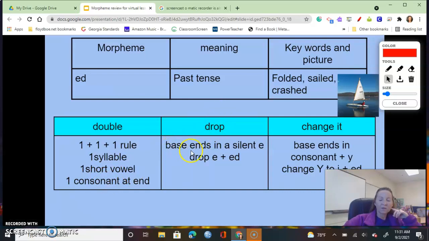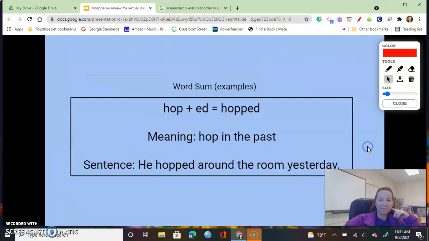Drop if the base ends in a silent E. Drop the E and add ED. We change it if the base ends in a consonant and a Y. Change the Y to I and add ED.